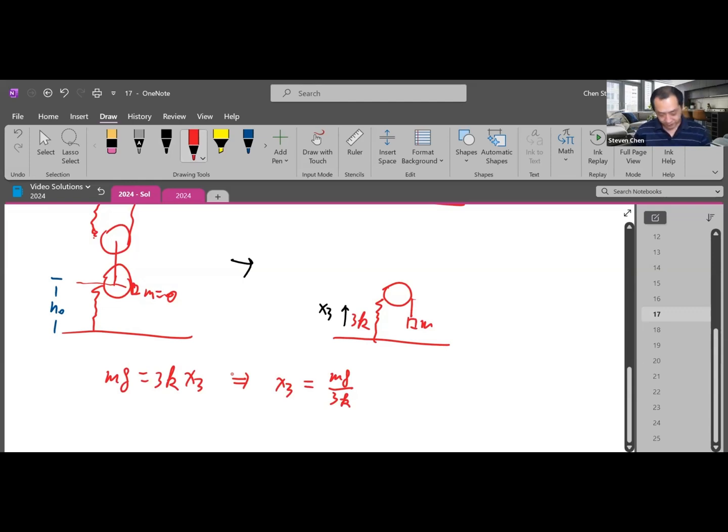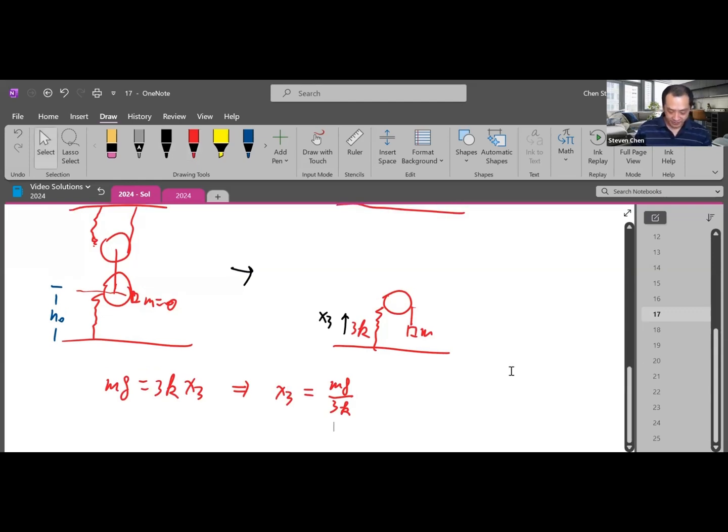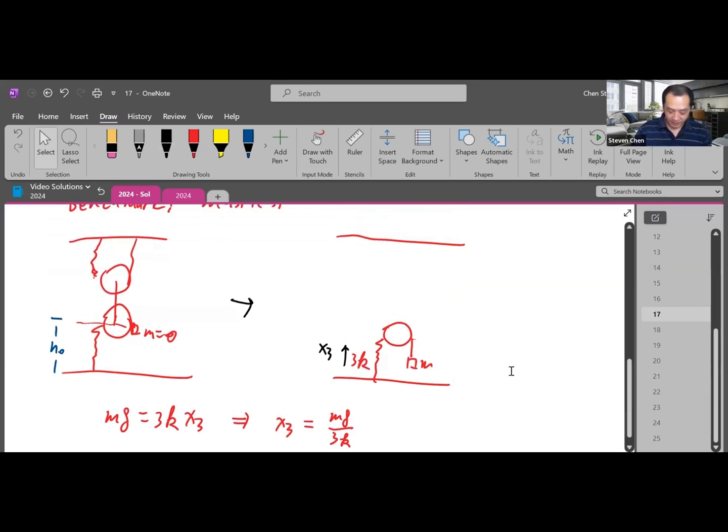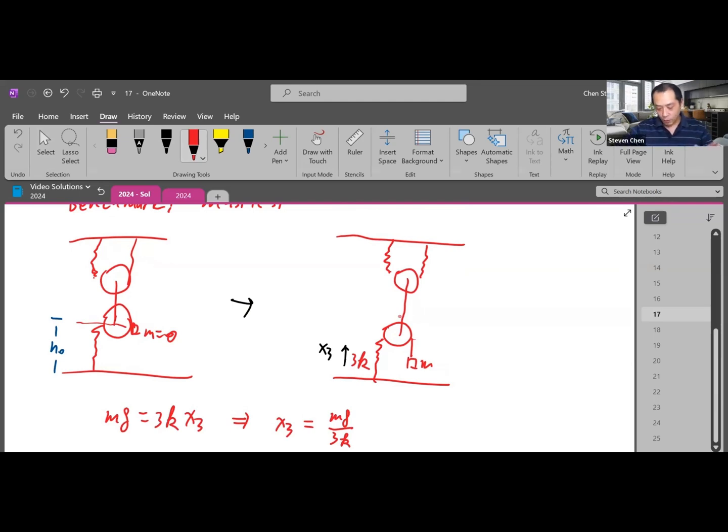All right. Next, let's look at the upper half of the system. For the upper half, this is what we know. So let's look at the whole system here. Now I want you to look at the two pulleys and the mass M and the bottom spring 3K as a system.